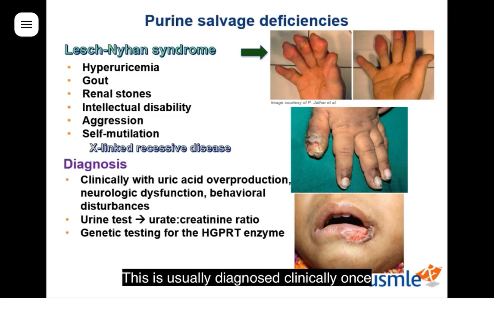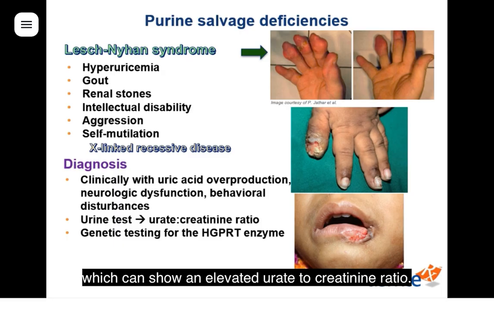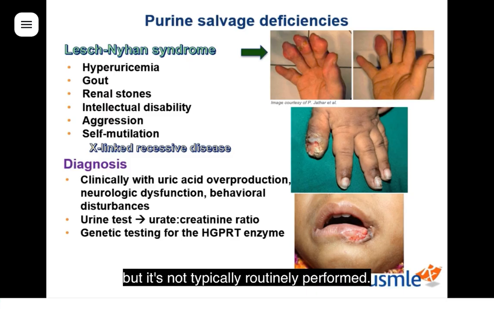This is usually diagnosed clinically once a triad of uric acid overproduction, neurological dysfunction, and cognitive and behavioral disturbances occur together. Lesch-Nyhan syndrome should always be in the differential when a child is engaging in aggressive, self-inflicting behaviors. Diagnostically, you could also do a urine test, which can show an elevated urate to creatinine ratio. Genetic testing for the HGPRT enzyme can be done, but it's not typically routinely performed. Alright, so how do we treat this?